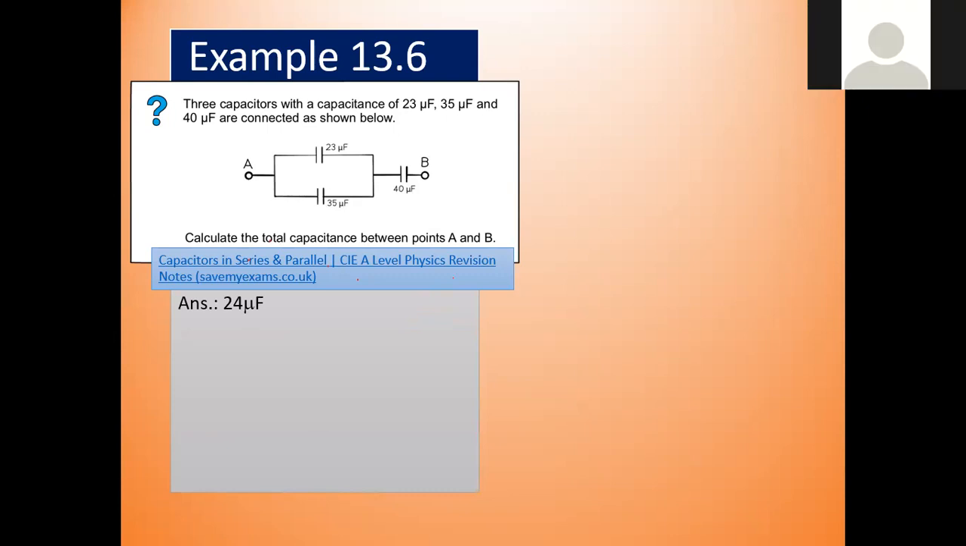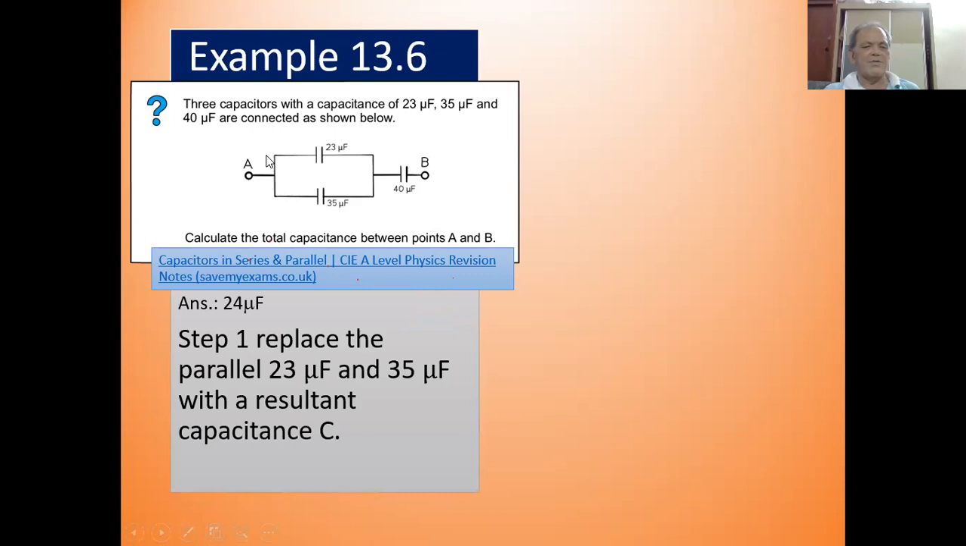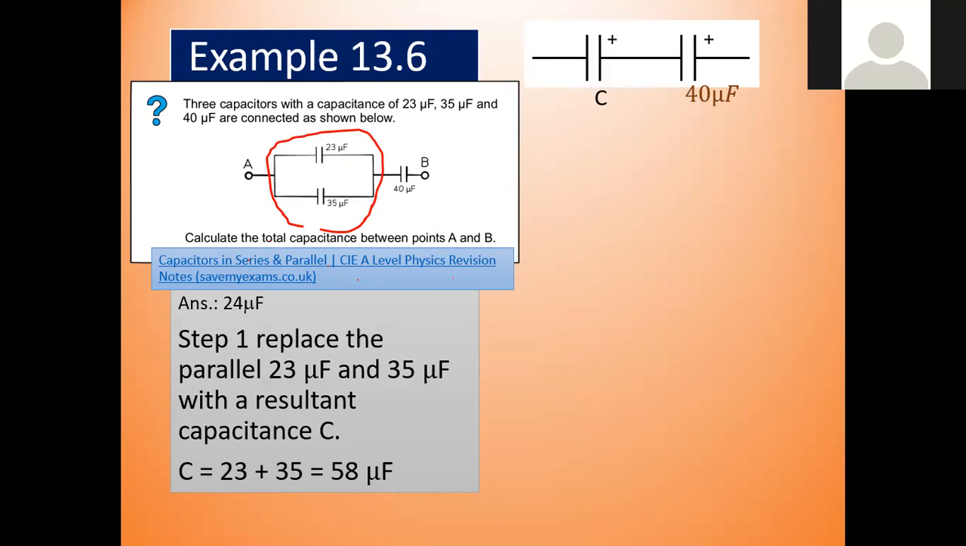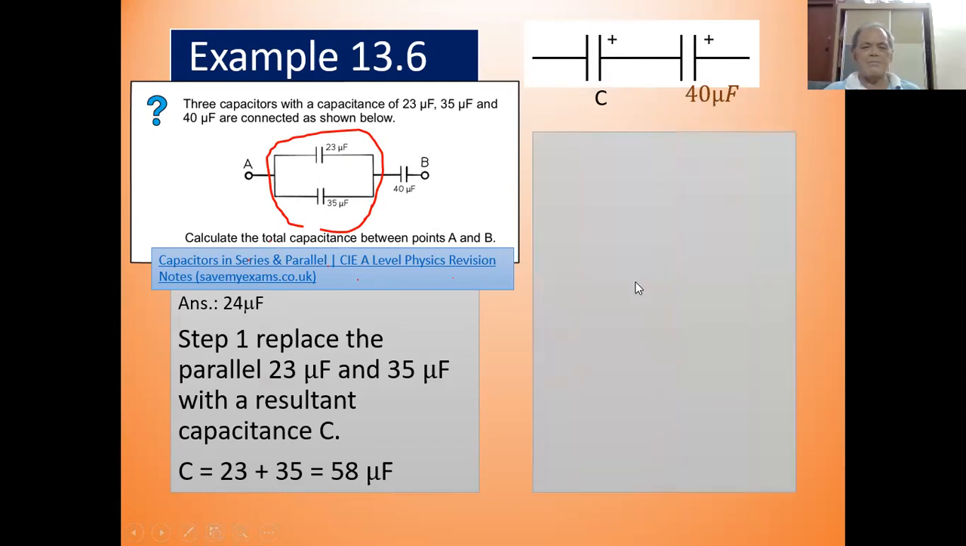Oh, okay. You work with step 1. Replace this one first. Replace this one that you can see clearly is parallel. So that one becomes C. Replace this one with C. And then this 40 is still there. So this is parallel. You add them up. 23 plus 35. Then now we have 58. Found C.